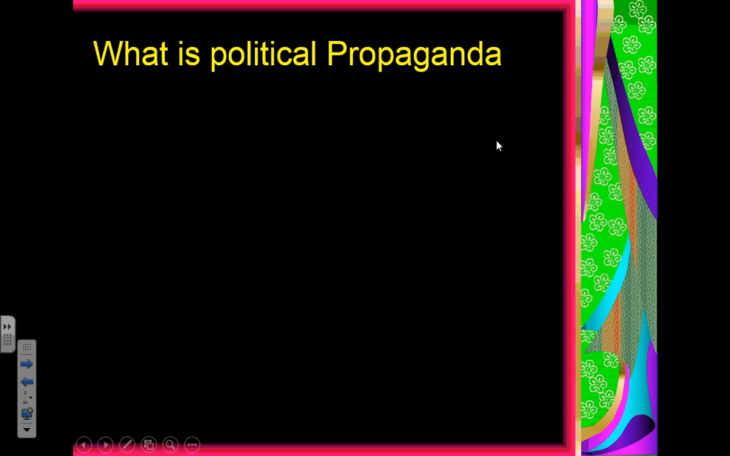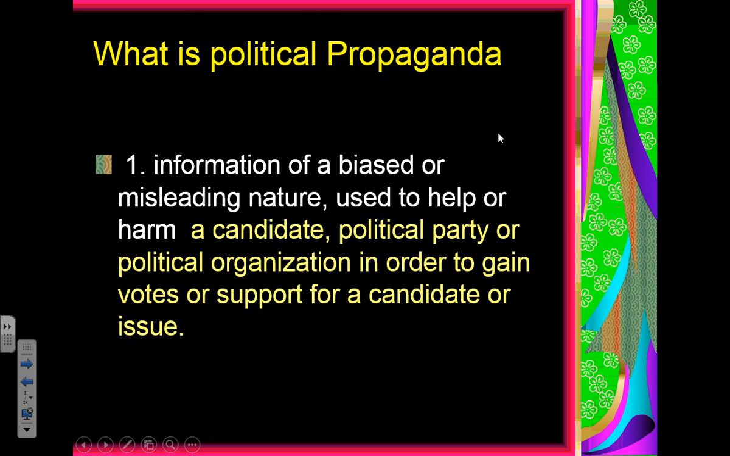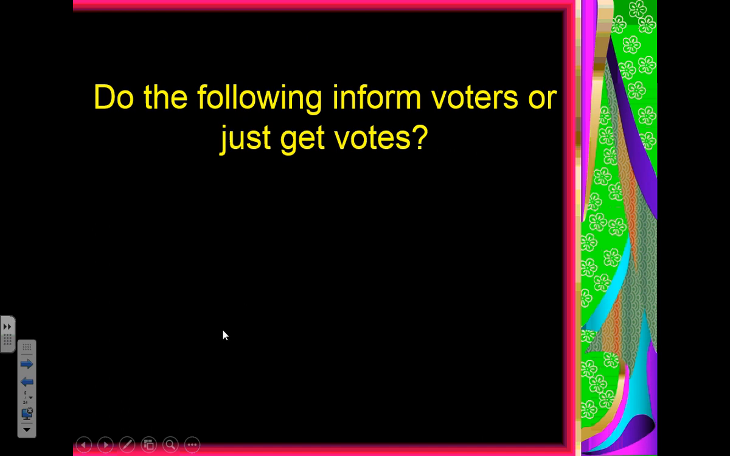Let's look at a definition of, let's call it, political propaganda. Information of a biased or misleading nature used to help or harm a candidate or a political party or a political organization in order to gain votes or support for a candidate or an issue. That's what we're looking at here. Does the stuff that we look at help to inform us, or is it trying to sway us based on misleading information or sometimes just irrelevant information? And if it's any of those things, we're going to classify that as political propaganda. So we want to be informed voters.